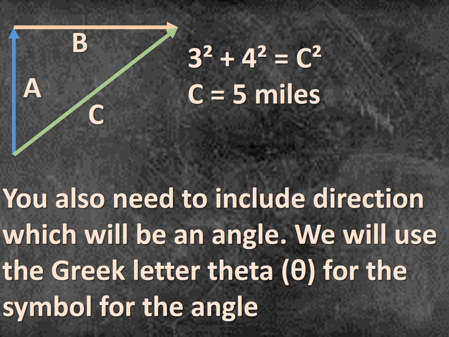We're going to be using the Greek letter theta for the symbol of the angle, and we're pretty much consistently going to be doing that. So in this case, if we have a 3-mile trip north and a 4-mile trip east, then the resultant of that is going to be not 7, but 5 miles, the hypotenuse of the triangle.